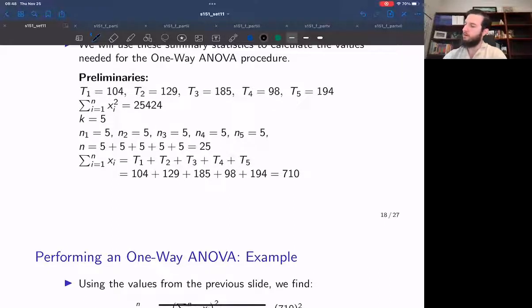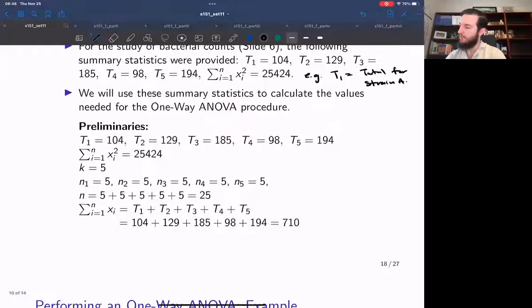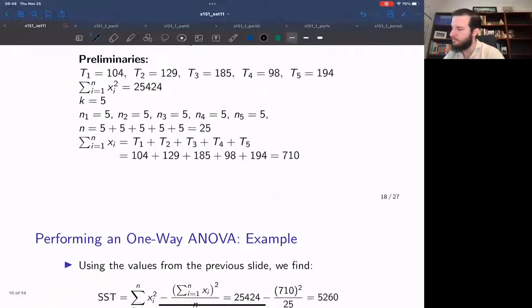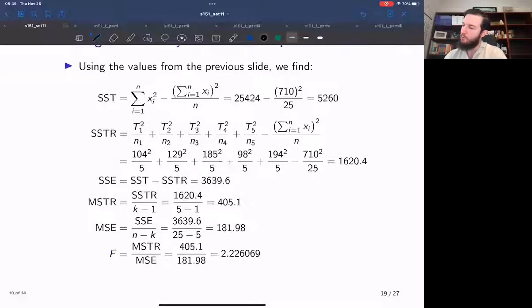Okay, so those are our totals. Our sample sizes for each of the groups are 5 because we have 5 observations in each group. K is the number of groups, or the number of strains, so we have 5 strains, so 5 groups. The sum of the Xi is what you get when you add all of the values together in the entire data set, which is the same as adding the totals together. The sum of the Xi squared is what you get when you square every single value in the data set and add it together. And then from there, we're just filling in the formulas, which are shown below.